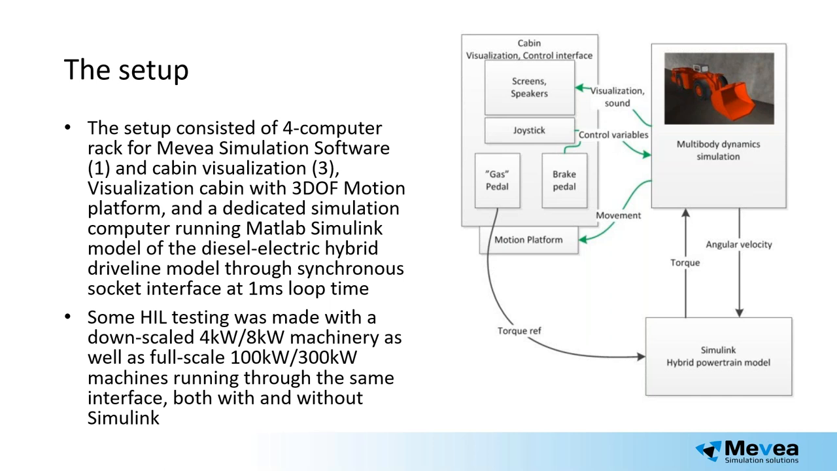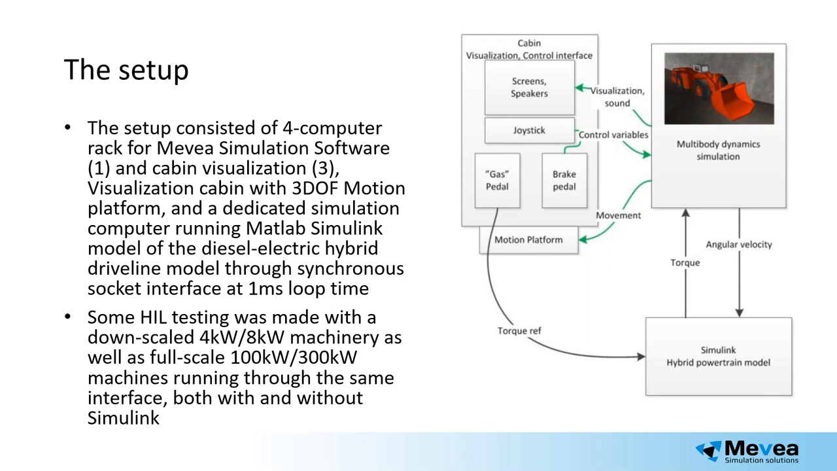Then we had a fifth computer running MATLAB Simulink where the hybrid driveline models were simulated. A synchronous socket interface was established between the Mevea simulation software and MATLAB Simulink, which was running at 1 millisecond loop time. And the hybrid driveline itself was running at 100 microsecond loop time. So we distributed the computational power where it was most needed.